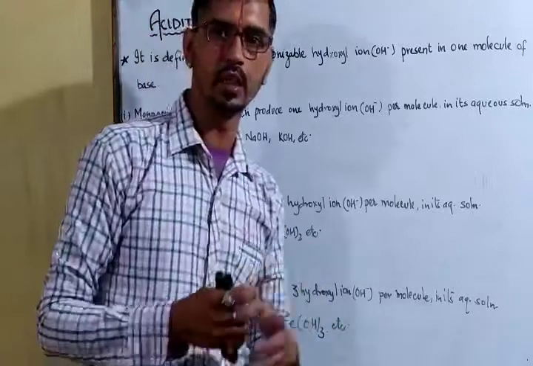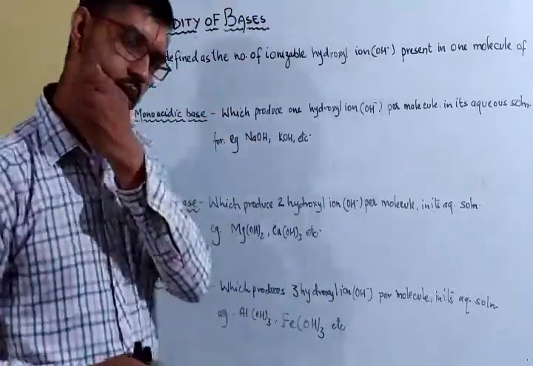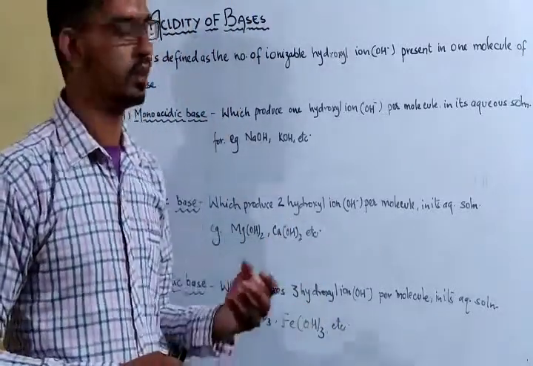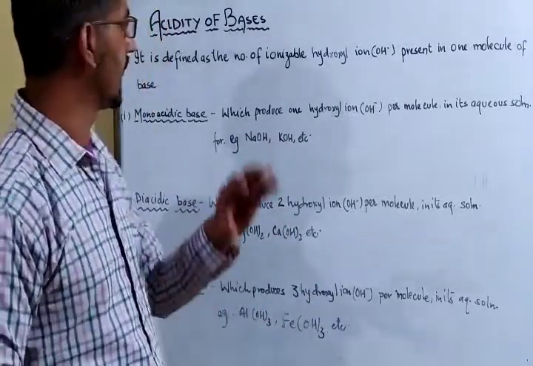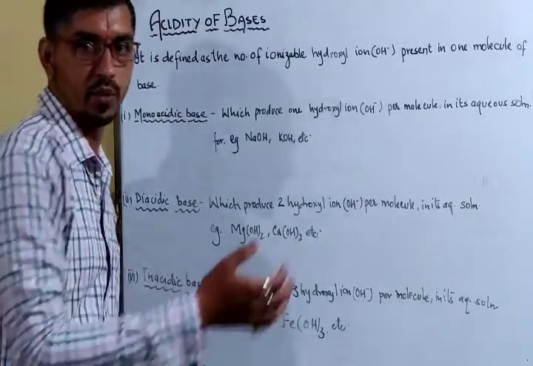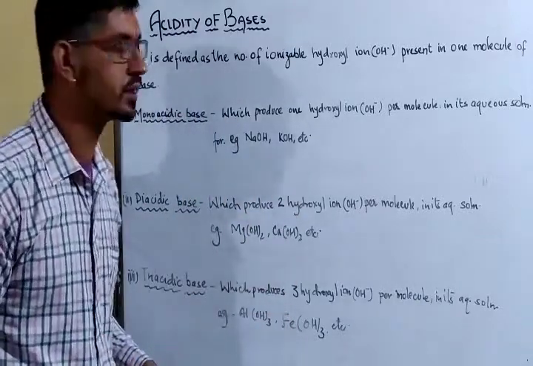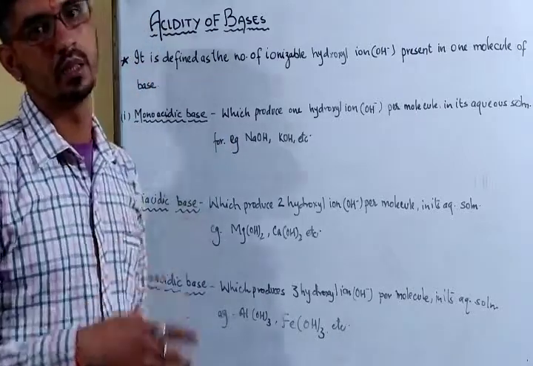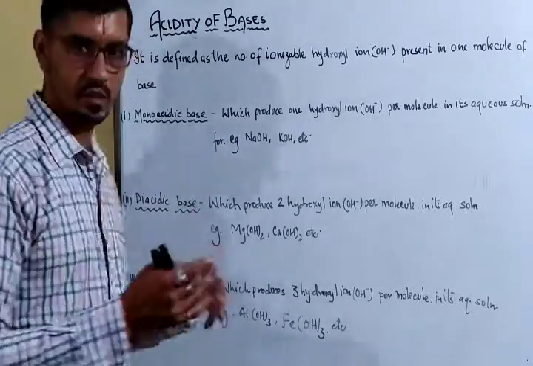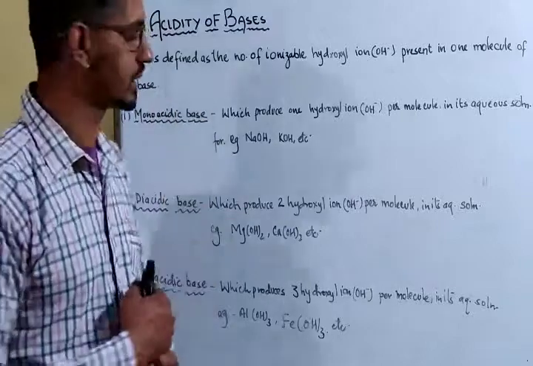Now today we will learn the acidity of bases, as we have done in the case of acids as well. In the case of acids it is known as basicity of acids. Now in the case of bases it is known as acidity of bases. Okay, so first, what is acidity of bases?